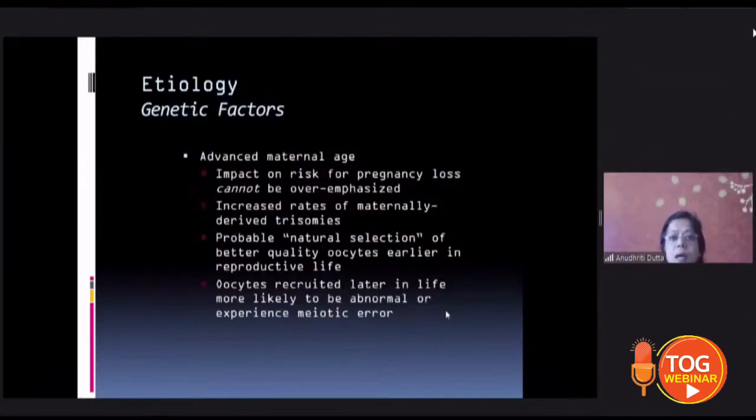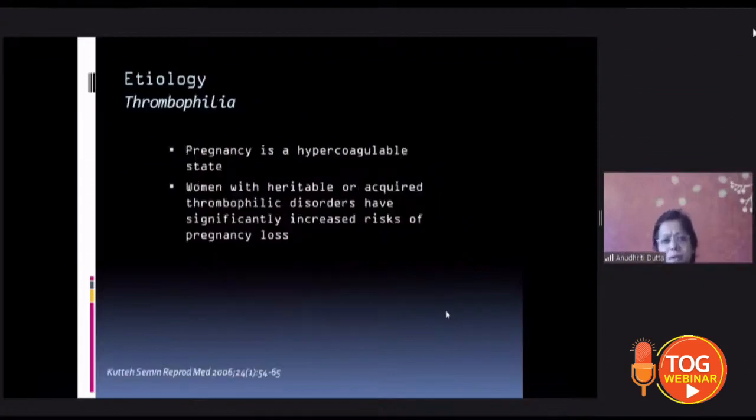Another very important genetic factor is advanced maternal age. The impact on the risk of pregnancy loss cannot be overemphasized here, and definitely the increased risk of trisomies, as we all know. This is probably because of the natural selection of better quality oocytes at an earlier age than in the later reproductive life. Plus, the oocytes recruited in later life are more likely to be abnormal or have more meiotic errors.